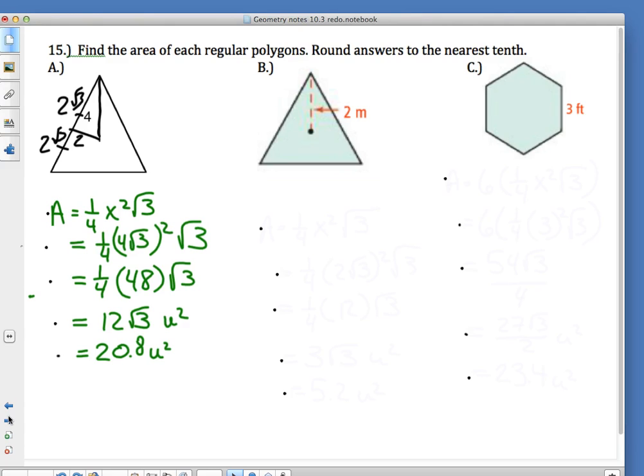Your turn, do B. It's all about the last final answer. Make sure you do this on your own cleanly. You've got to do this.